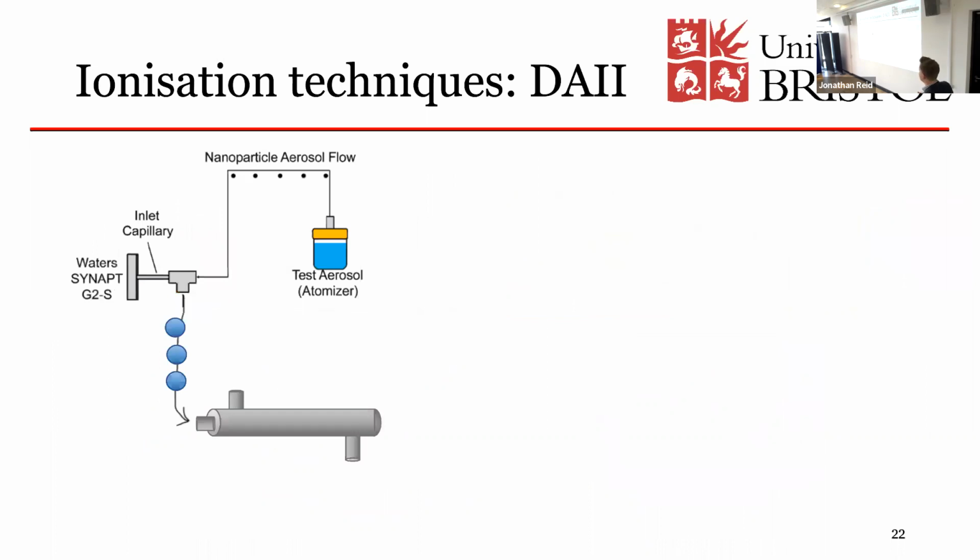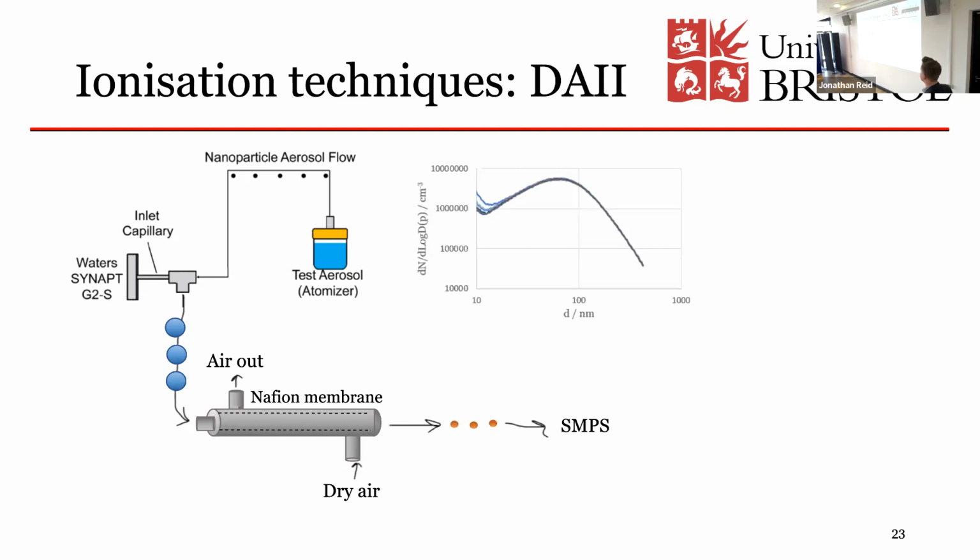So this is a schematic of what I'm using so far. It's pretty basic, but we're also looking at the size distribution alongside the chemical composition analysis. And this is our wet droplet flow going into a Nafion dryer, which will dry out our particles, giving us a dry particle size distribution.